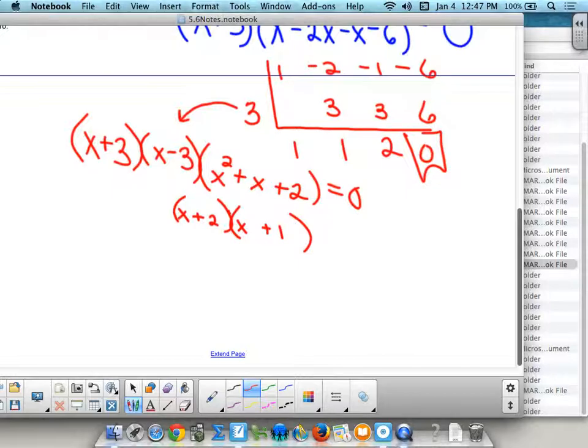That's not working. So let's switch this. Let's go -2 times -1. Is -2 times -1 2? Yes, it is. -2 times -1 is 2. Is -2 plus -1 1? No. So what's the problem?